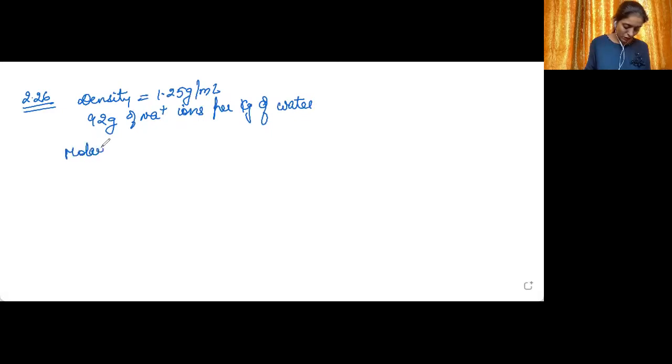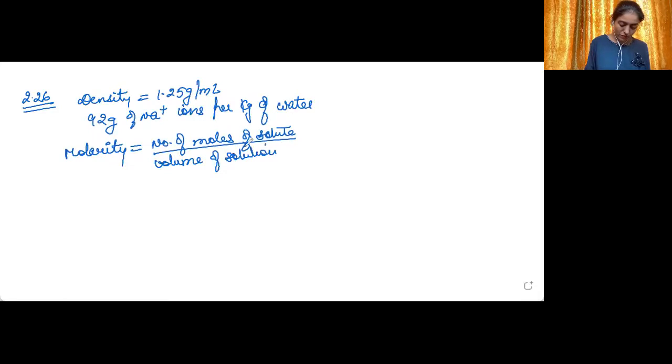First of all, let us write down what is the formula of molarity. So molarity is equal to number of moles of solute upon volume of solution in ml multiplied by 1000. Okay, now the number of moles of solute. Solute is Na positive here. Given mass is 92 gram. Molar mass of Na positive is 23. So I can just write 92 upon 23. So this will be the number of moles of sodium ions present.